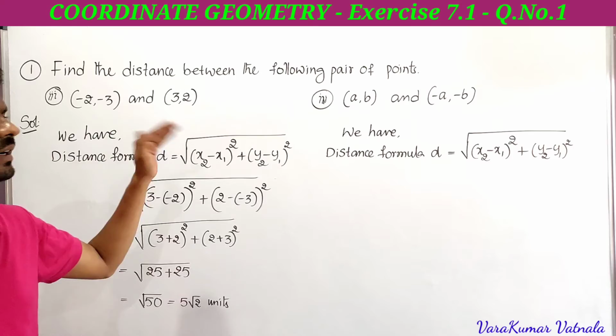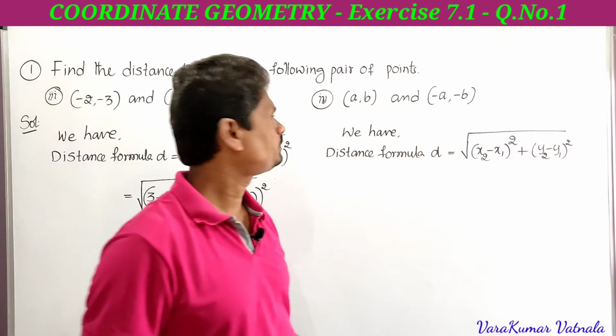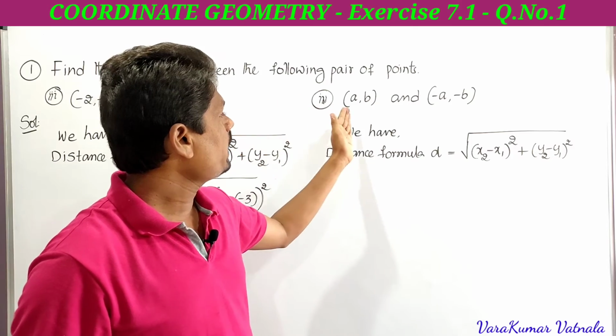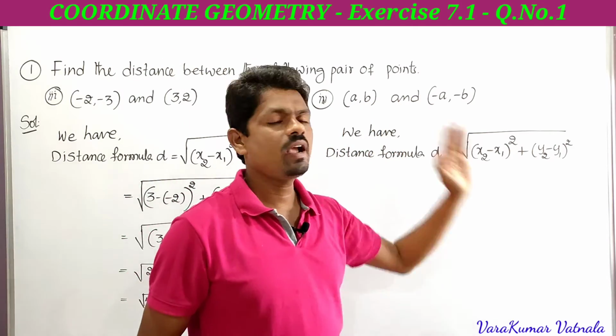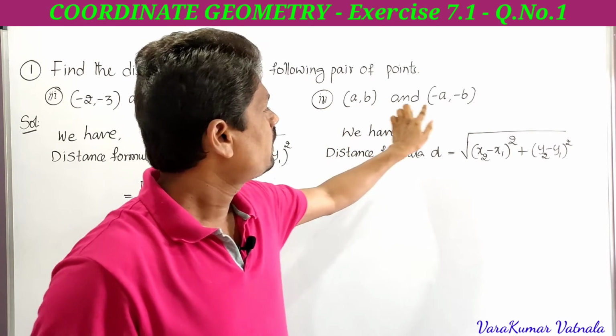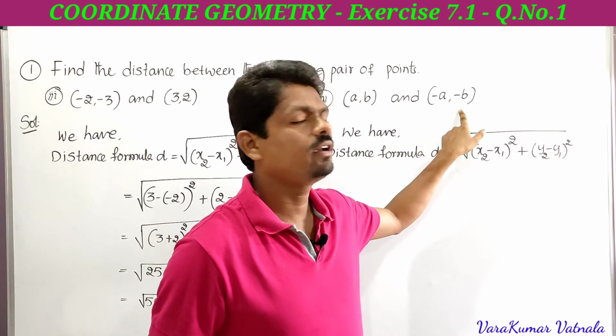This is the third bit. Next we have the fourth bit: a comma b and minus a comma minus b. Let the first point be x1 comma y1 and the second be x2 comma y2.